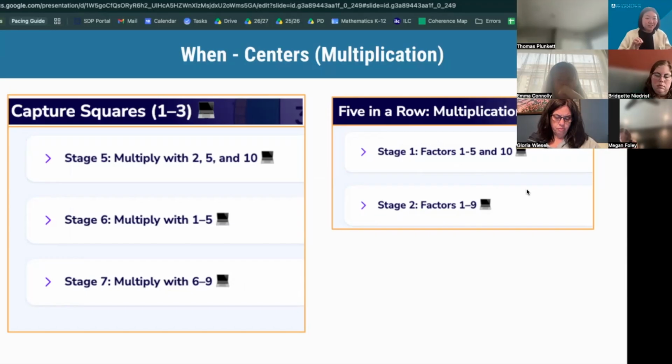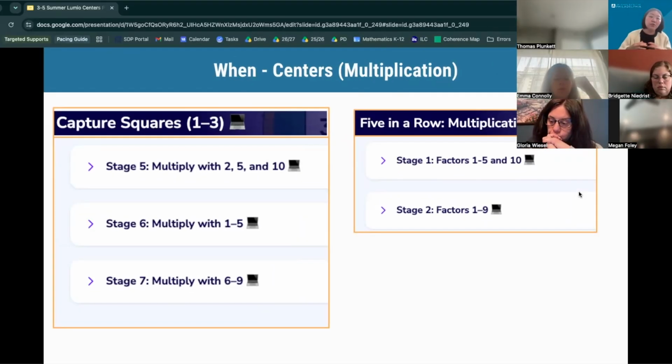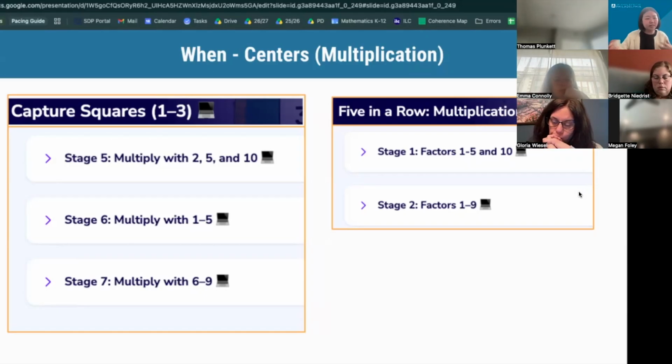One of the things that we're going to do with Terry in a little bit is take a look at these centers and practice assigning them in our Google Classroom. In August or September, whenever you introduce these centers, I'd encourage you to think about which stage you might introduce or assign to which students, or which one you'll start the whole class off with to get a sense of where they're at with their foundational and derived facts.